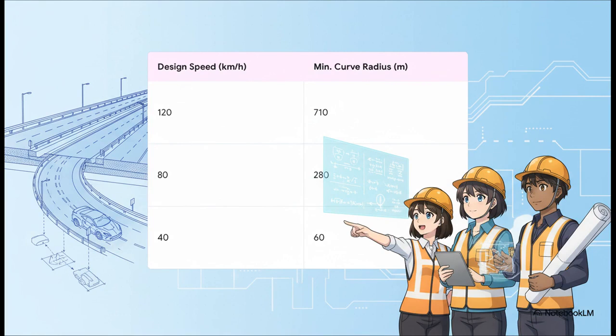The KDS sets a minimum radius for every curve, and it's all based on speed. At 120 kilometers an hour, a curve has to have a radius of at least 710 meters. That's a super, super gentle curve. But down at 40 kilometers an hour, you can have a really tight 60-meter radius curve. The reason? Centrifugal force. If you go too fast on a curve that's too tight, your car just wants to keep going straight, right off the road.